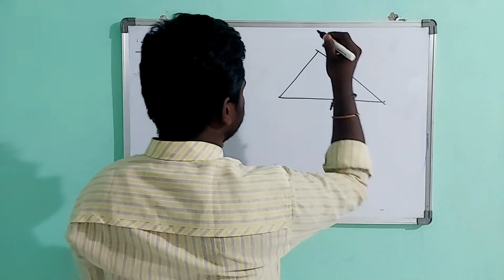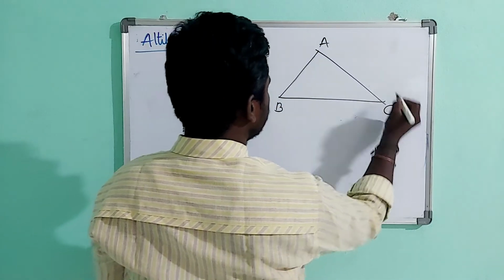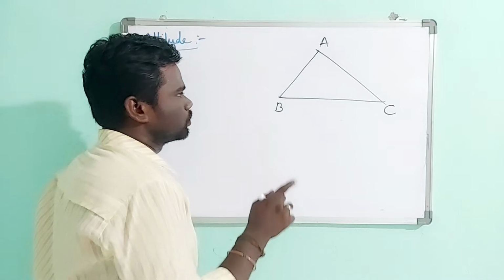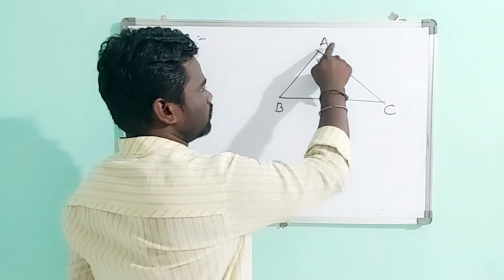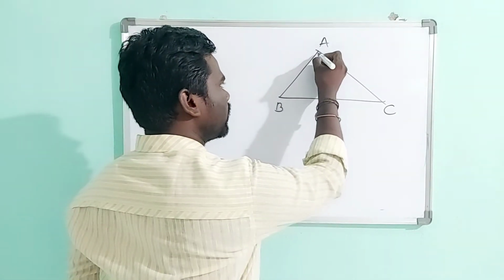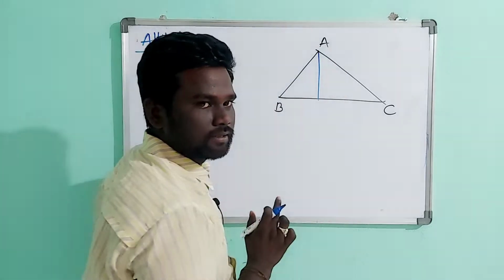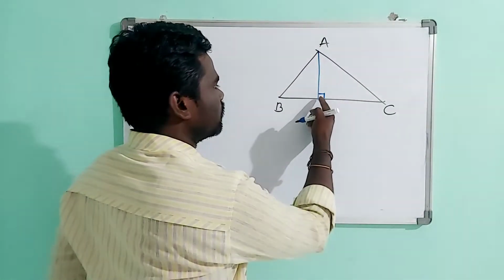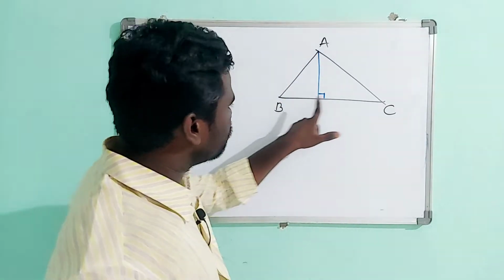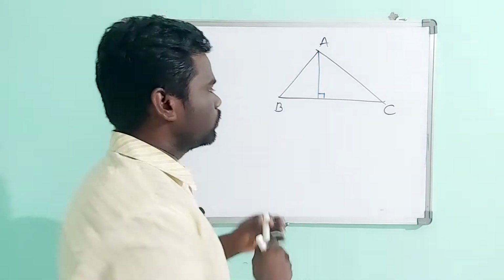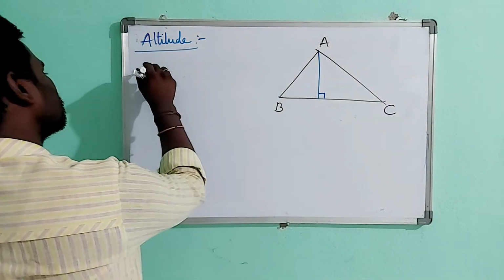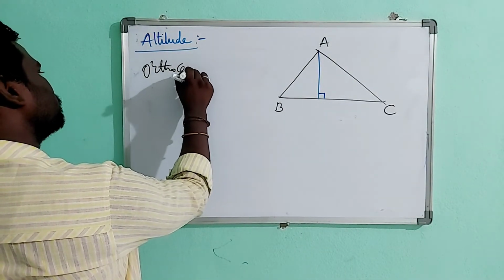In any triangle, suppose it is ABC, the perpendicular segment through any vertex to the opposite side is called the altitude. So here the perpendicular segment passing through A and perpendicular to BC, the opposite side of A, is nothing but the altitude, right? And what about the orthocenter? What is meant by orthocenter?